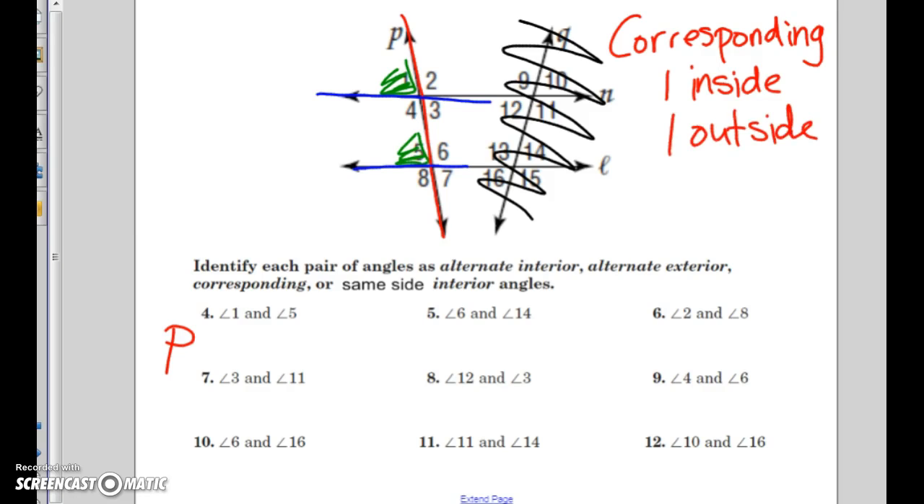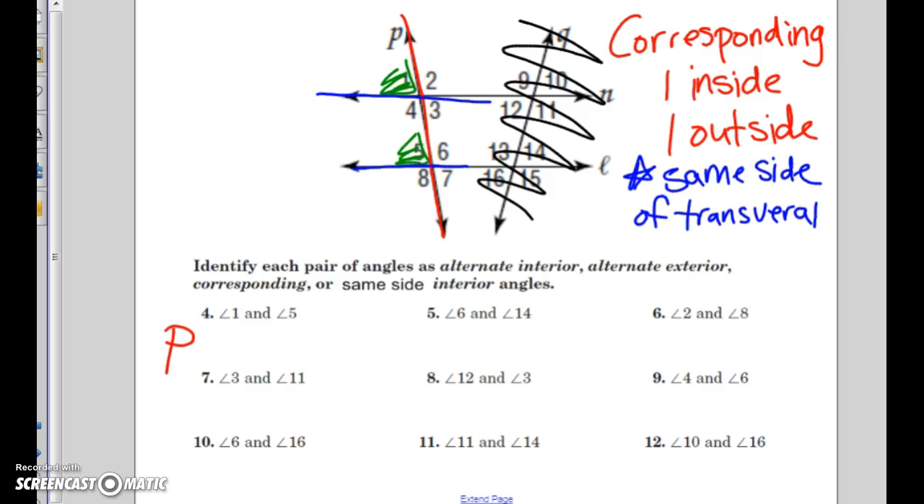And the part that we haven't really talked about, but you'll understand here in a little bit, is that they are on the same side of the transversal. Okay, so you're on the bottom left-hand corner right here. Corresponding means one's inside, one's outside, and they're on the same side of the transversal.